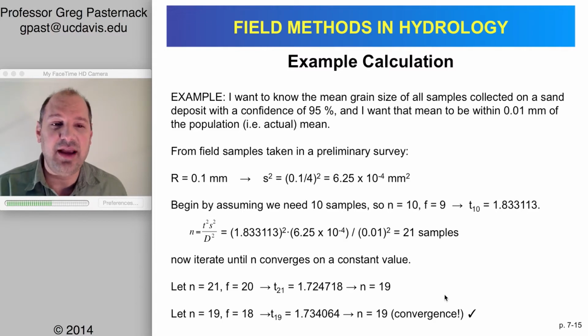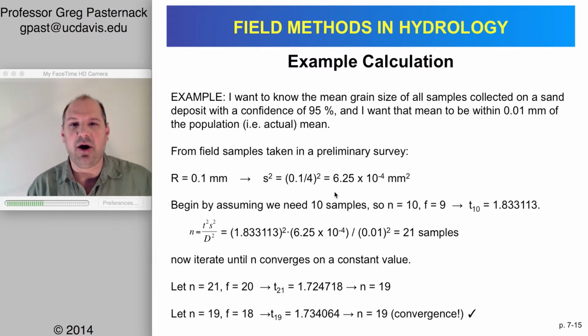Although, for grain size, we usually can work down in the micron level, and this is in the tens of microns. So from field samples taken in a preliminary survey, we found that this variance is 0.1 millimeters. So from that, I can then estimate my variance. And now here's the tricky part.